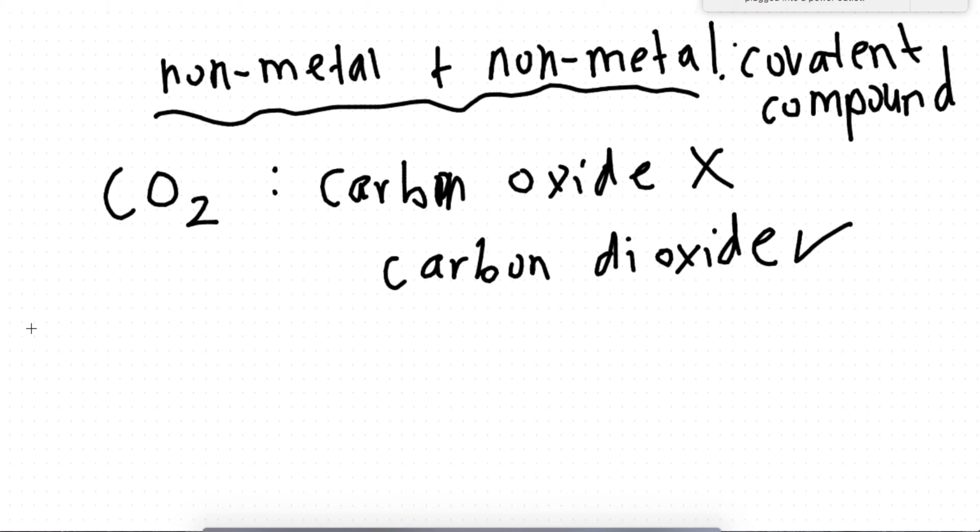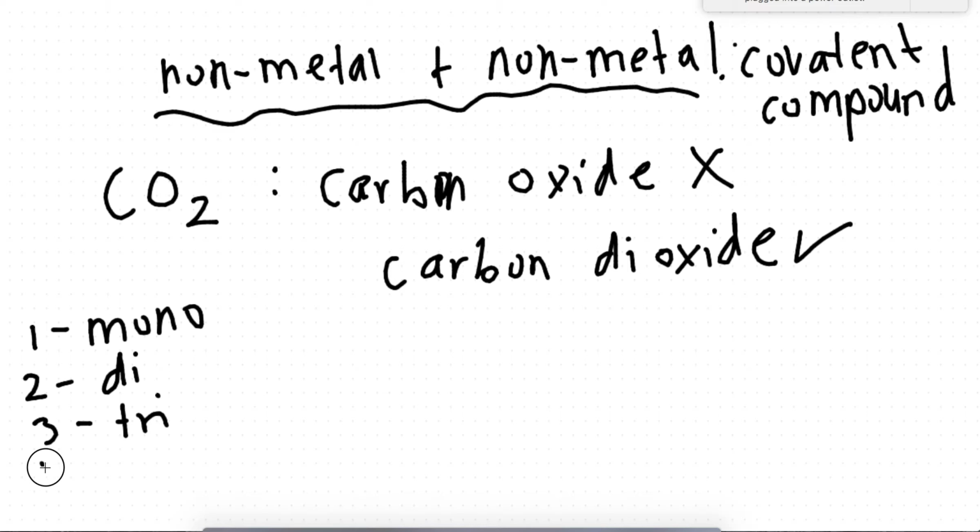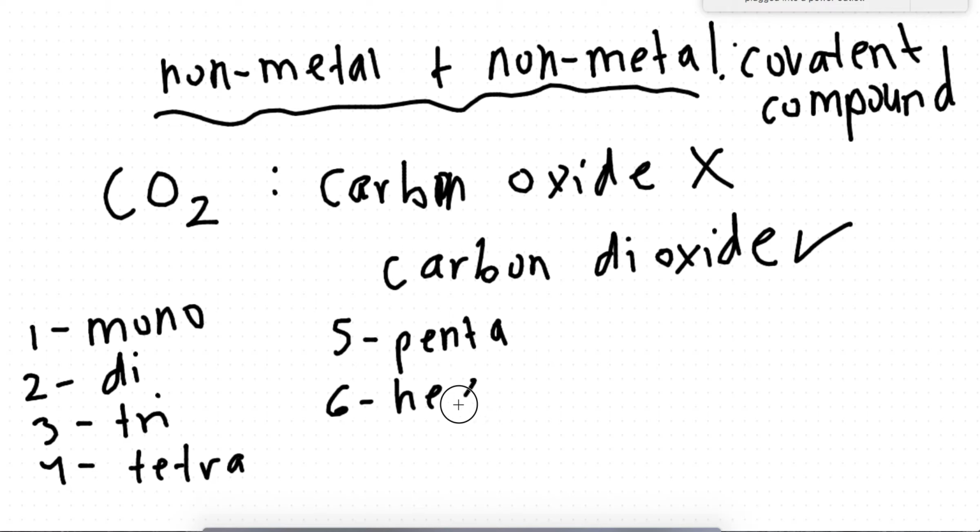If it has one atom, it will be mono. If it has two, it will be di. If it's three, it will be tri. 4 will be tetra, T-E-T-R-A. 5 will be penta. 6 will be hexa. 7 will be hepta. And these are all Greek names, guys. I know it's annoying, but gotta memorize it.